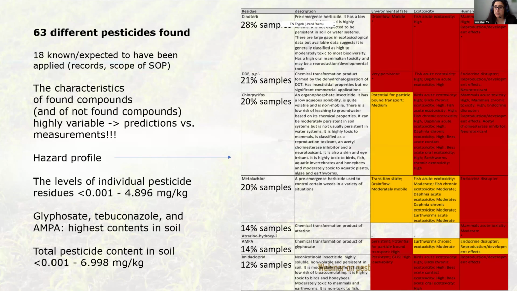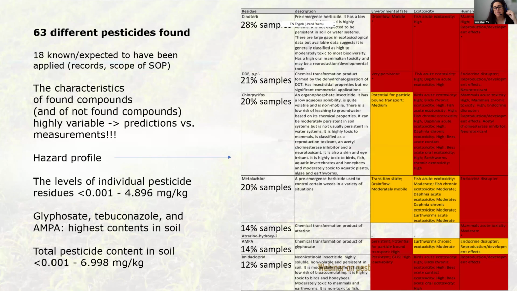We have looked into the characteristics of the compounds that we found. We have also looked into the characteristics of the compounds that we tested and did not find. And they were highly variable within both groups. So again, stressing the importance of having measurements to validate and improve predictions.